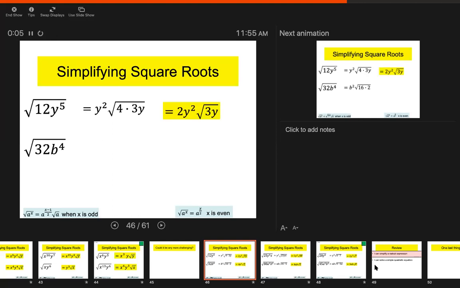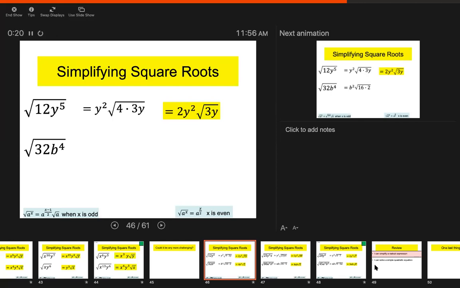3y is left on the inside. Why? Because you can't take the square root of 3. It's not a perfect square. And 2y squared is on the outside. The 2 came from the square root of 4. And the y squared came from the fact that y to the 5th, subtract 1 and take half.